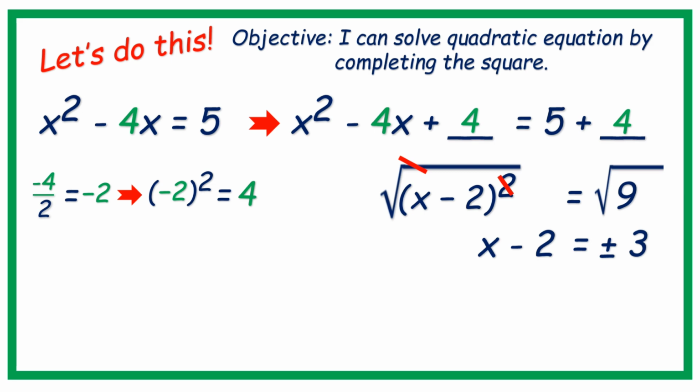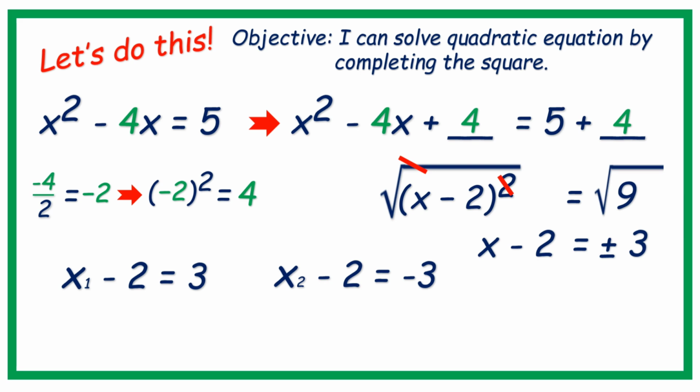Just like that. But we're not yet done. We need to separate positive 3 and negative 3. How are we going to do that? Let's have x sub 1. X sub 1 minus 2 equals positive 3. And x sub 2 minus 2 equals negative 3. We just separate positive 3 and negative 3.